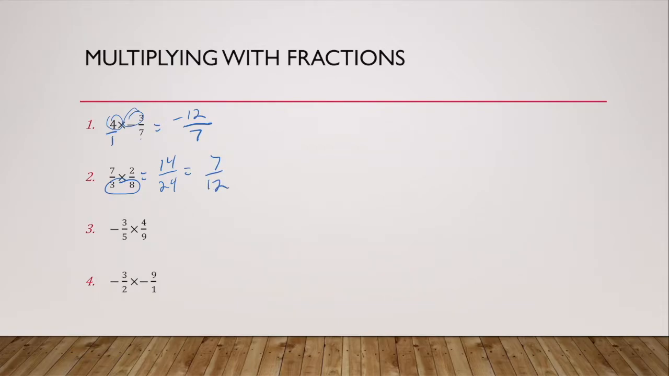If I have negative 3/5 times 4/9, that's going to be negative 12 over 45. I always like to keep the negative in the numerator. Technically it belongs out front. Negative 12 and 45 have a common factor of 3, so I've got to factor that out. If I pull out a 3, I've got negative 4 over 15. Last but not least, if I have negative 3/2 times negative 9/1, that gives me a positive 27/2.